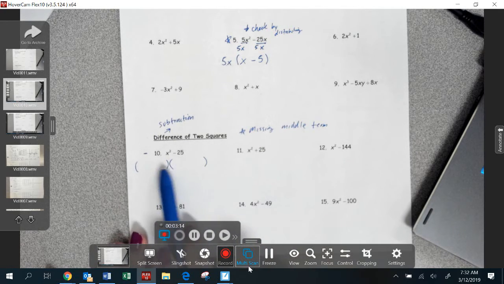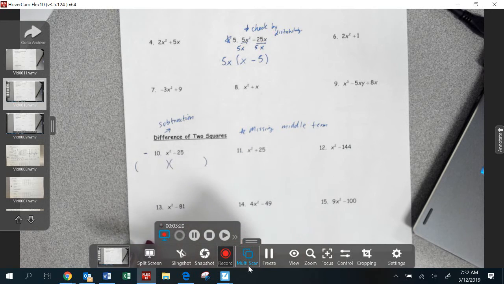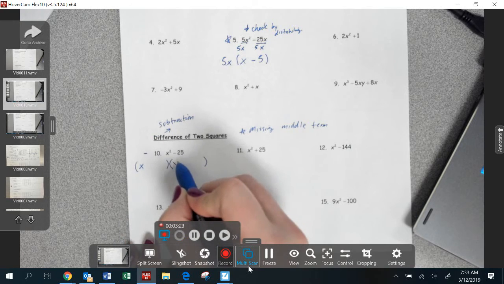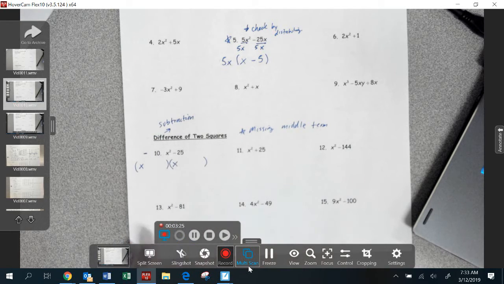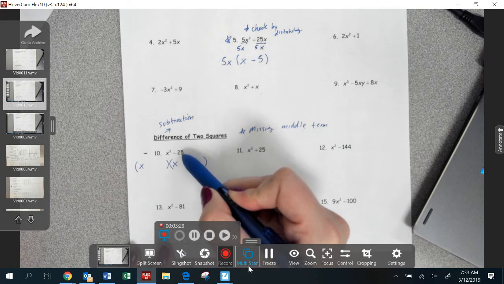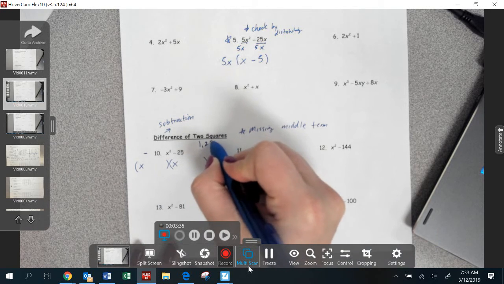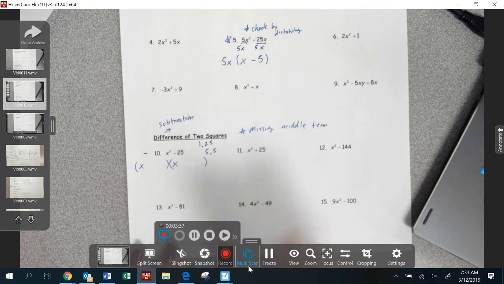So I'm going to set this up with two sets of parentheses just as though I were factoring a trinomial. I'm going to think, okay, I need to factor x squared. I'm going to factor that into x and x, since those would multiply together to get me x squared. And then if you treat this like it's that constant in your trinomial, think about your factors that multiply to get you 25. So that would be 1 and 25, or 5 and 5.